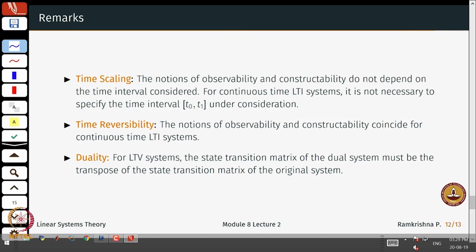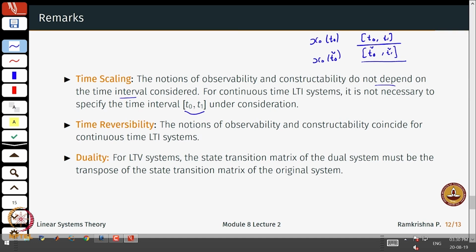Okay. So, again some little observations. So, the notions of observability and constructibility do not depend on the time interval considered. Like for example, it is not really necessary to specify the time T naught T1 under construction, which essentially means that if I can uniquely reconstruct the state x naught at T naught, considering the interval T naught and T1 for which I know the inputs and the outputs, then it is also possible that I can construct x naught at some T naught tilde given any other interval T naught tilde to T1 tilde, right. So, when I say it does not really depend on time interval considered, it means this one, right. So, if I can reconstruct the state in this interval, I can also do it in this interval.